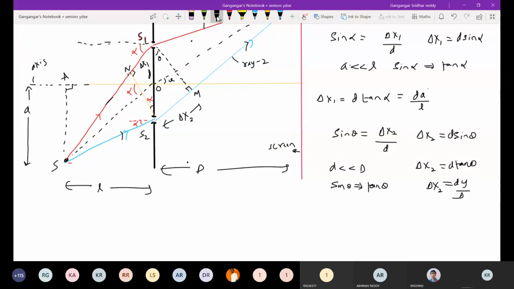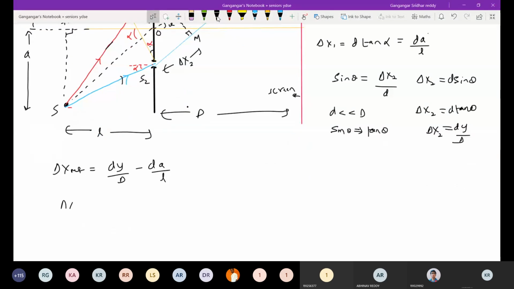Let me substitute all the values. So the net path difference is equal to dy by capital D minus dA by N. We are searching for maxima, so this should be n lambda equal to d y max by capital D minus dA by N. So what is y max equal to? y max equals n lambda capital D by small d plus A capital D by N d.